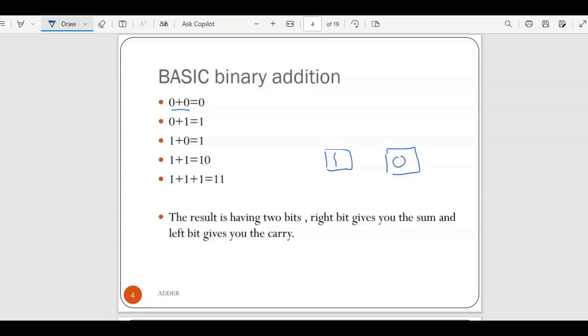The rightmost bit represents the sum and the left one represents the carry value. So when you add 1 and 1, you get carry as 1 and sum as 0. Now check the case where three ones are added. In that case it will be 1 1: if you draw one box for carry and one box for sum, carry is 1 and sum is also 1. You have to remember all this binary addition. The result has 2 bits, where the right bit gives the sum value and the left part is the carry value.